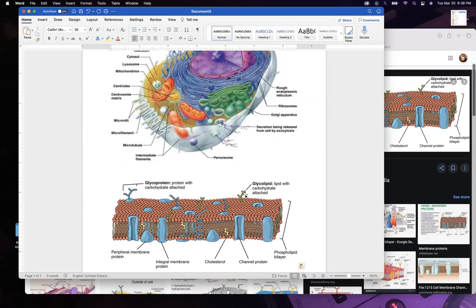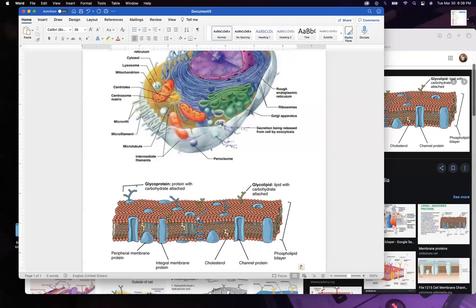And that's actually how neurotransmitters and hormones and chemical messengers work. They work on this glyco, meaning sugar, lipid, right? A little sticking out here, or glycoproteins. They act on it so that the cell then does stuff.